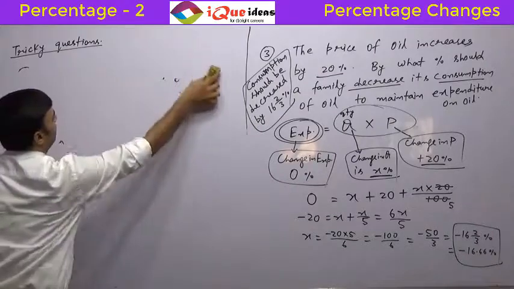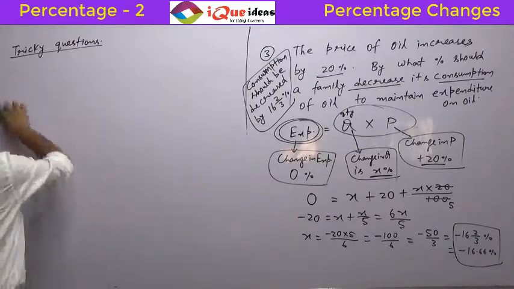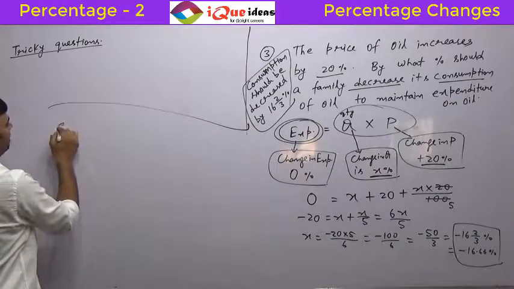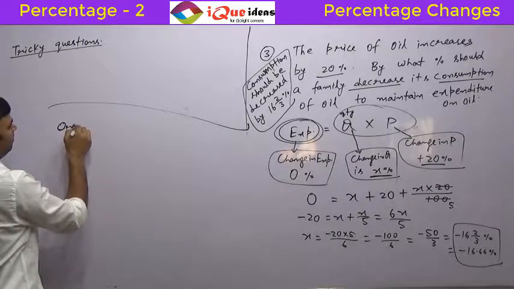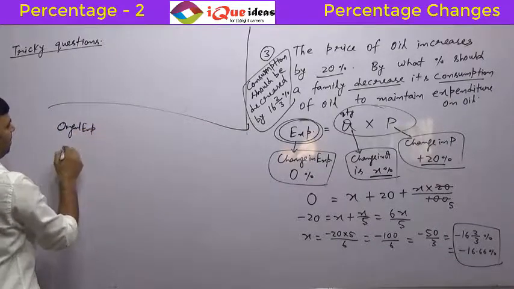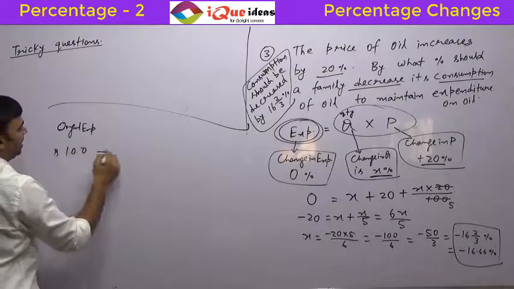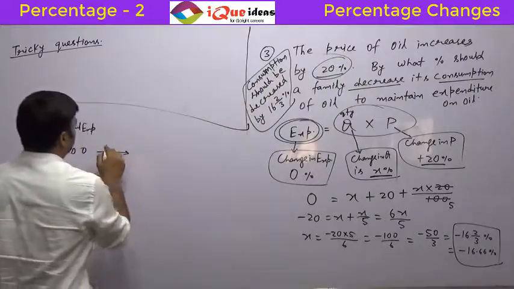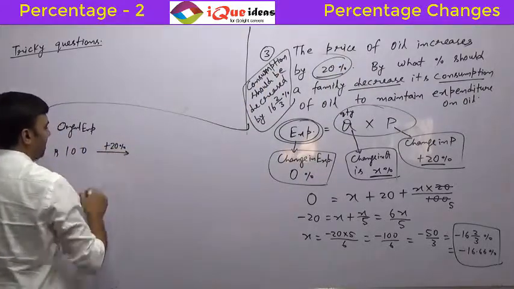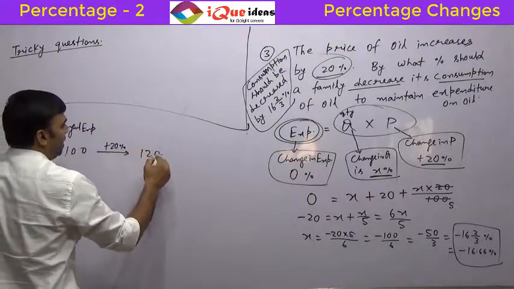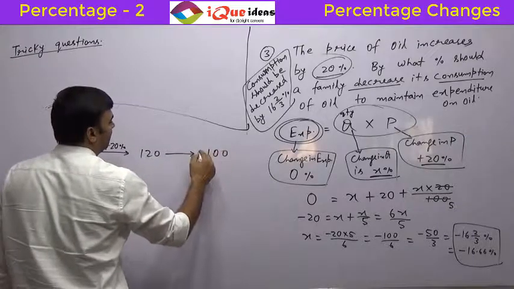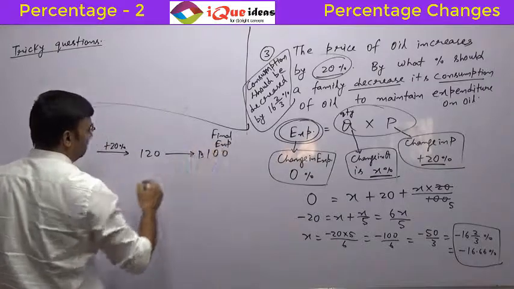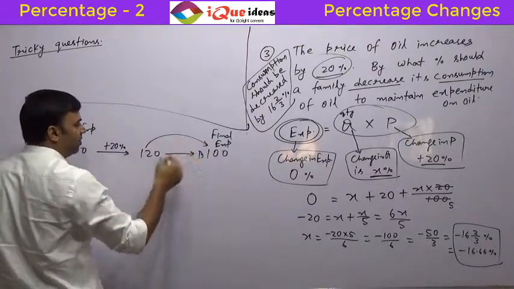Suppose we assume the original expenditure on oil to be 100 rupees. Now, if I maintain the consumption, the price increases by 20%, so the total expenditure will increase by 20%. So it becomes 120. But I have to bring it down to 100 again. Why? Because the final expenditure has to be the same as the original expenditure. So this 120 has to be reduced to 100.